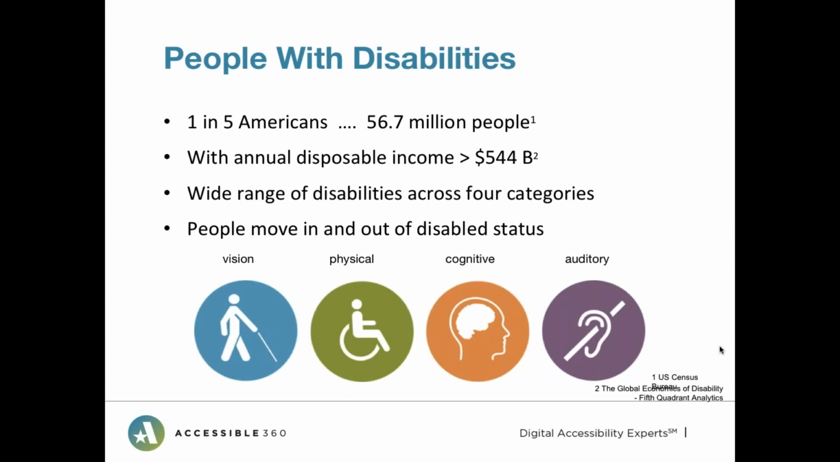The number of people with disabilities is really surprising to most when they learn that it's 1 in 5, nearly 56.7 million people. They've got a large disposable income. They have a wide range of disabilities across the 4 categories listed below. And it's important to understand, too, that people move in and out of disabled status. When my mom had a stroke, she didn't have use of her right hand, and so it was a little bit difficult for her to do her online banking and schedule appointments. That got better, but there is a reason for the concept that we're talking about today, and it isn't just for people who are currently disabled.